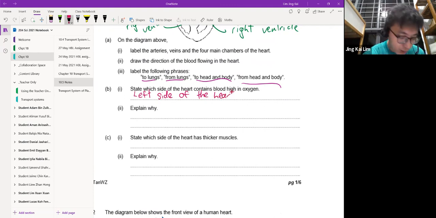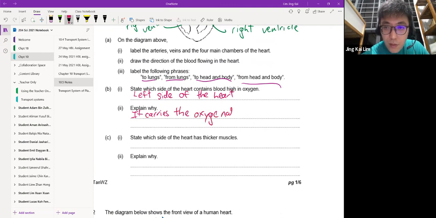Okay, the left side of the heart that is actually carrying the oxygenated blood. So explain why, because they carry, or it carries, the blood from lungs.